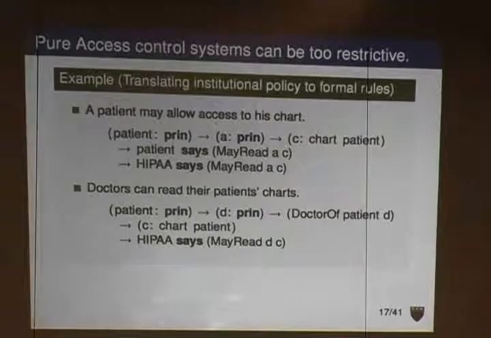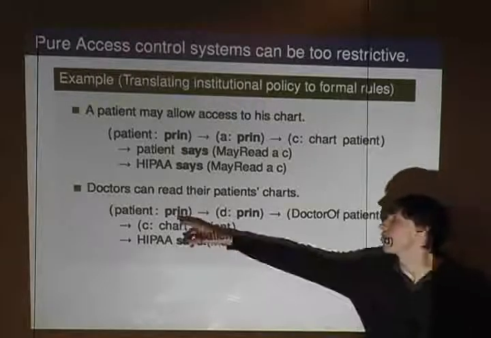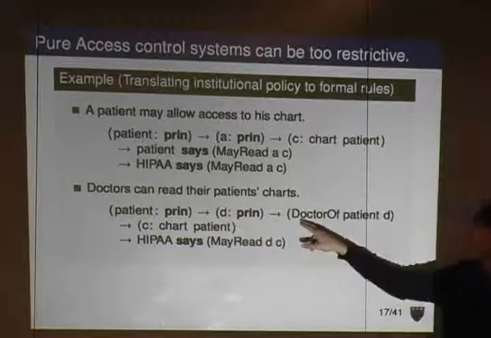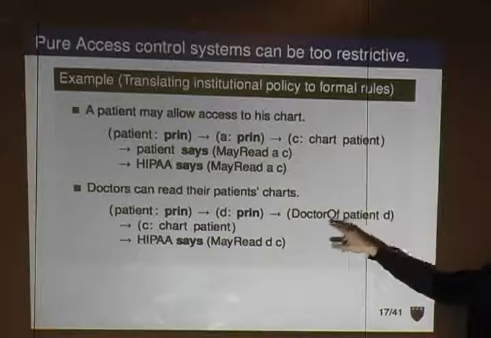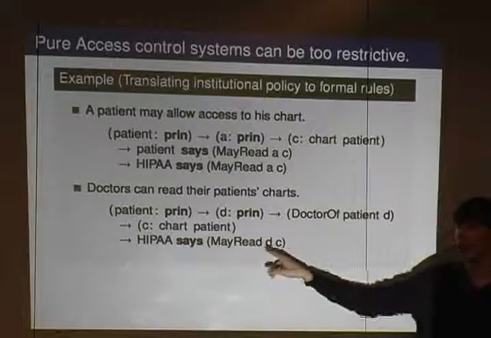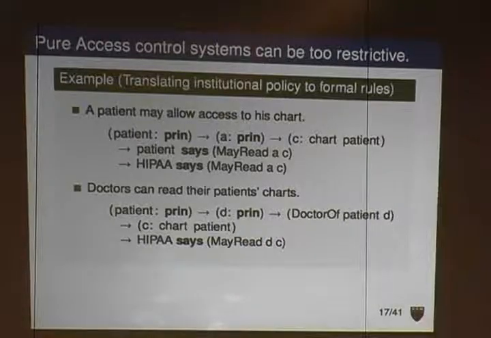The second principle outlined in HIPAA was that medical providers can read charts. Simplifying this a bit, we're going to say that if we have a patient and D, who's a doctor, if D is the doctor of the patient, and we have that patient's chart, then HIPAA says the doctor can read the chart. So again, very reasonable. And you need a very expressive language like Aura to write this down.